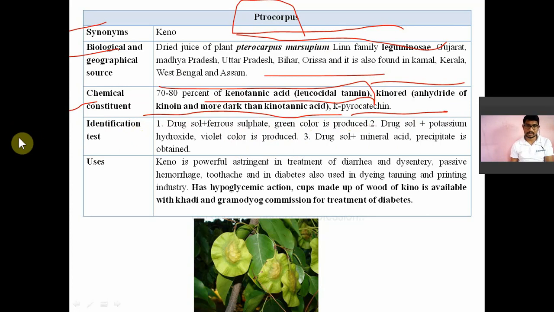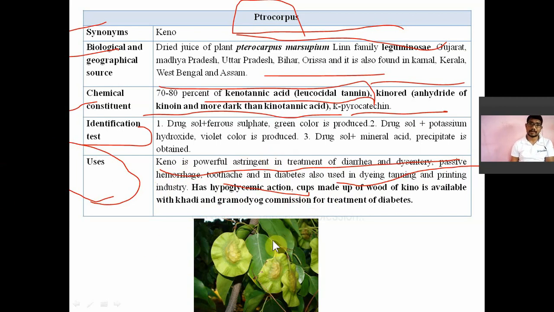Identification test is not important. Leave it. Uses: kino is a powerful astringent in the treatment of diarrhea, dysentery and hemorrhage. It is also used in toothache and in diabetes, and also in the dyeing, tanning and printing industry. Pterocarpus has a hypoglycemic action, so it will decrease your blood sugar level, and this property is used in diabetes.